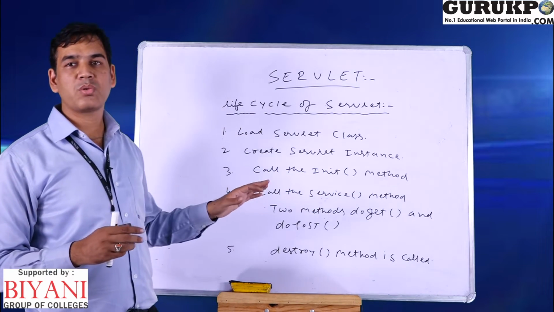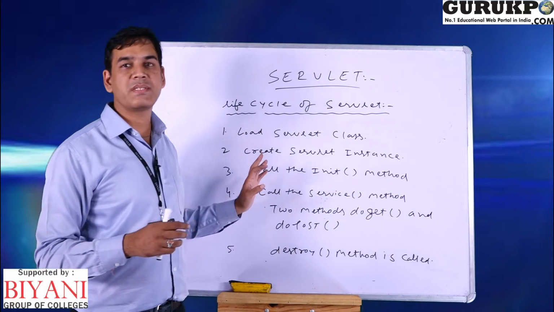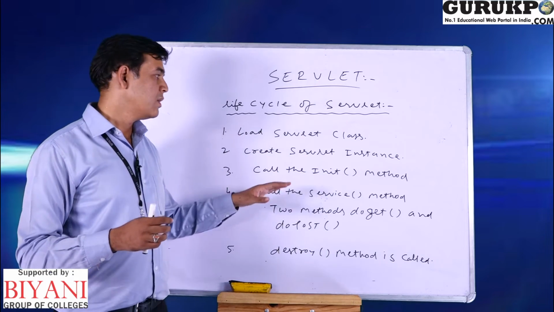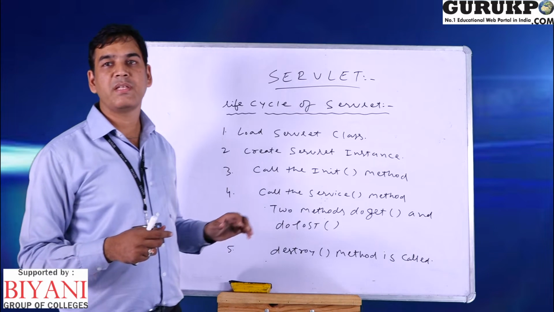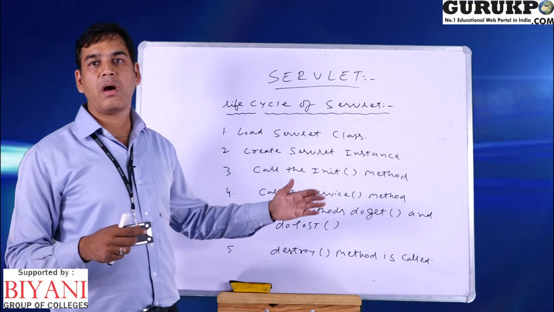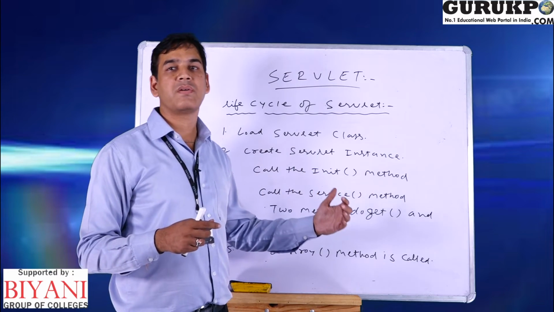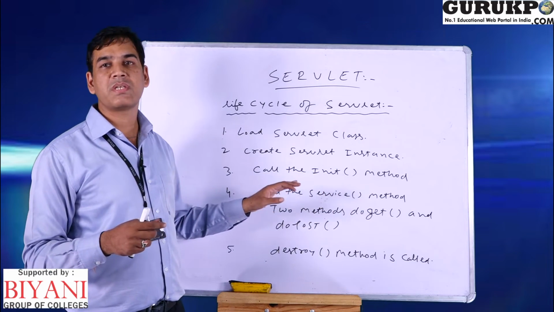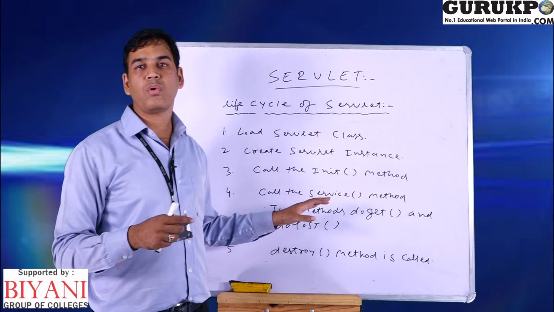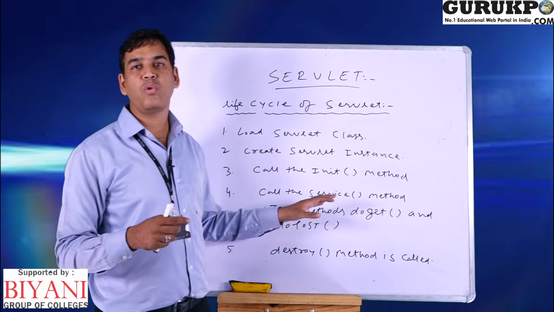Basically, the object is called the instance. So the servlet instance should be created after loading the servlet class. Then the init method is called. The init method initializes the variables or the objects which we define inside the servlet. After that, we use the service method. The service method basically has two types of methods. The first is called the doGet method, and the second is called the doPost method.